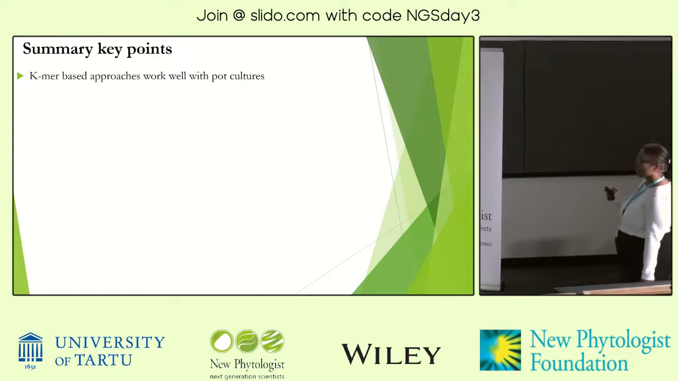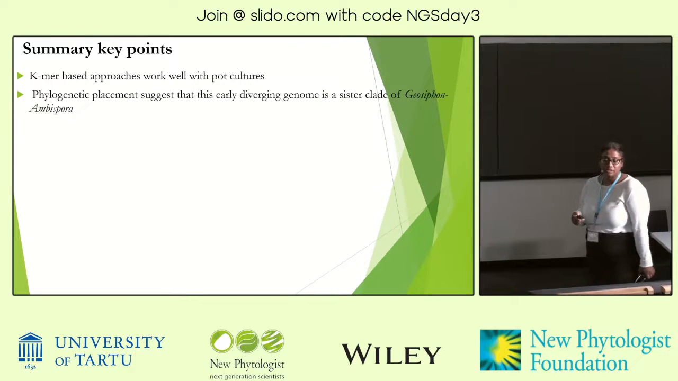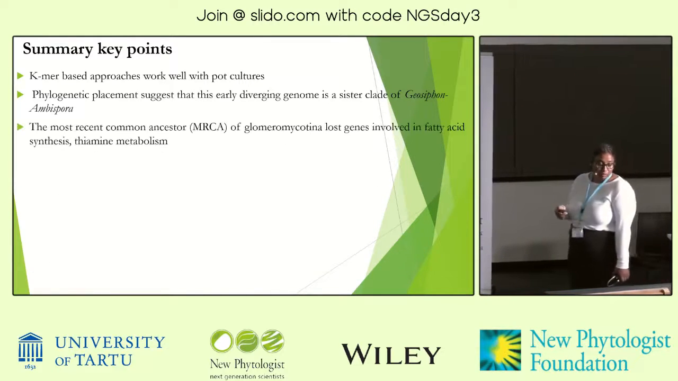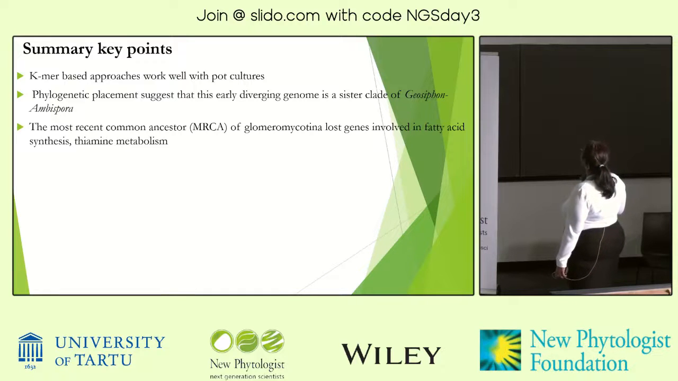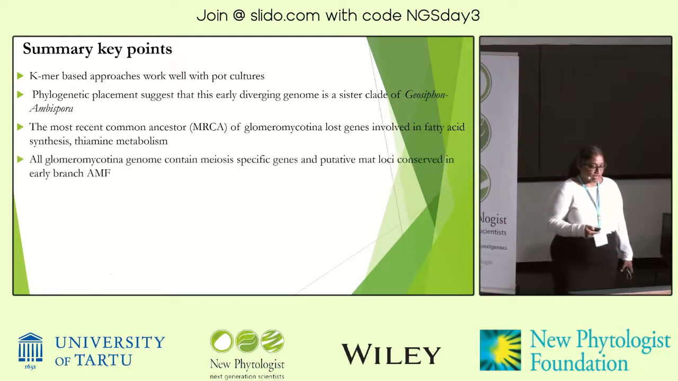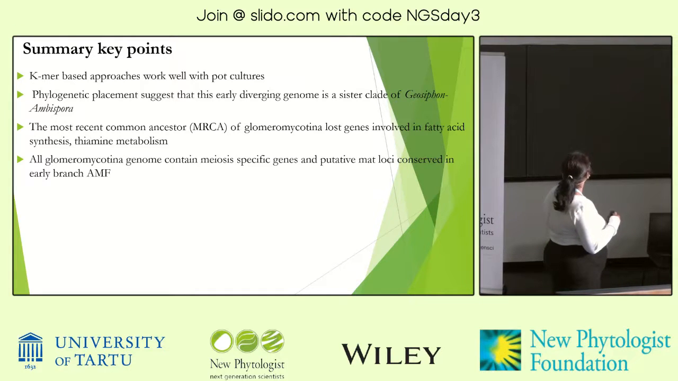So these are the summary key points. K-mer-based approaches worked well with the pot culture, and the phylogenetic placement suggests that this early diverging genome is the sister clade of Geosiphon and Ambispora. Most of the MRCA-specific genes in the Glomeromycotina are originally lost, such as the genes involved in fatty acid and thiamine metabolism. And all the Glomeromycotina genomes contain the meiosis-specific genes and also the mat locus.